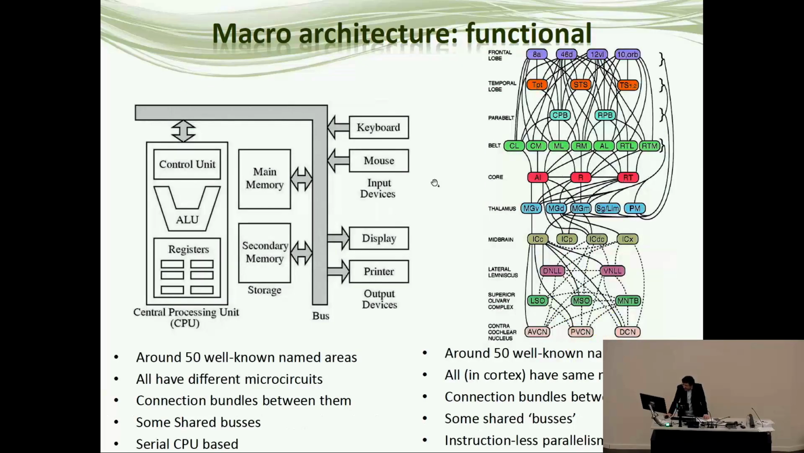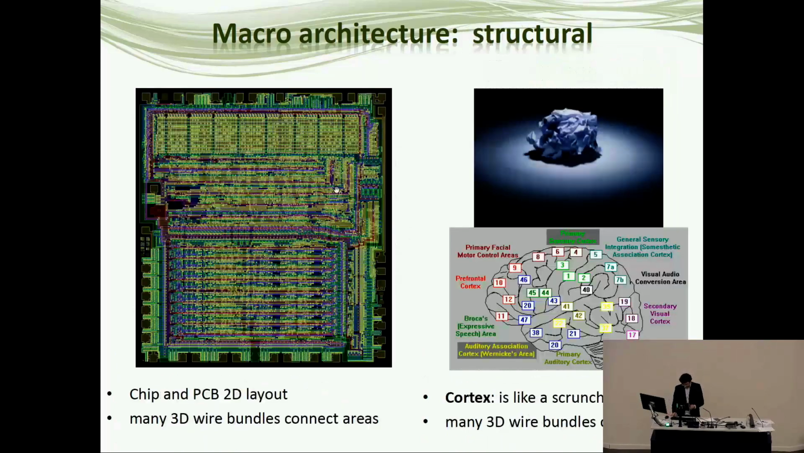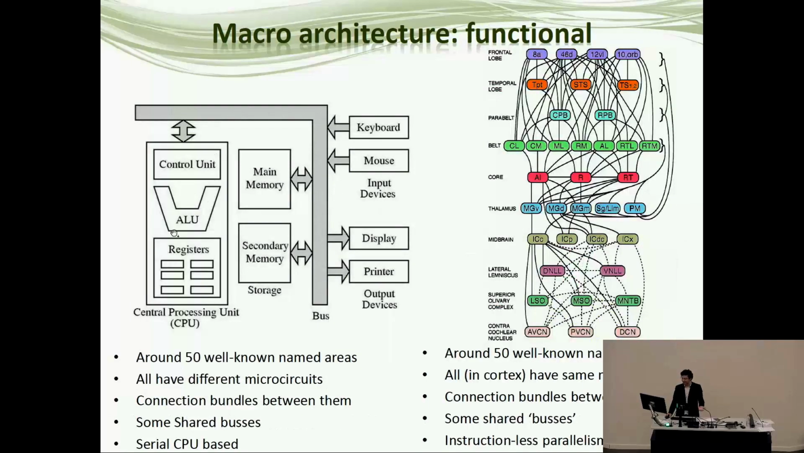We have some ideas about the functional level of these architectures. Again, we can draw some insight by comparing the two. We know that to build a computer, there's maybe around 50 well-known named areas. If you look at a die shot of a CPU, you can try and identify these levels of things, or maybe subcomponents within them. And we have this very serial idea of a CPU and a memory and a bus and an ALU and so on.